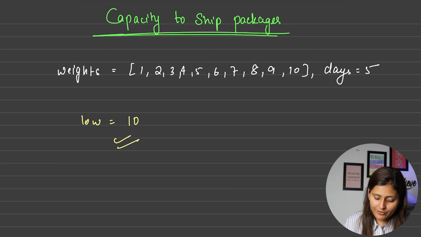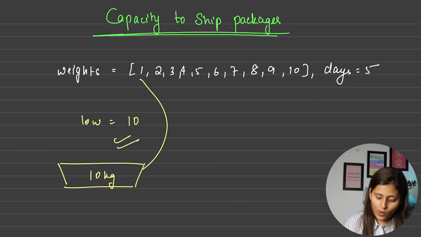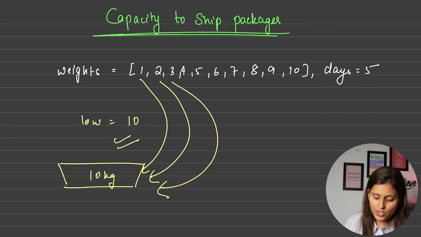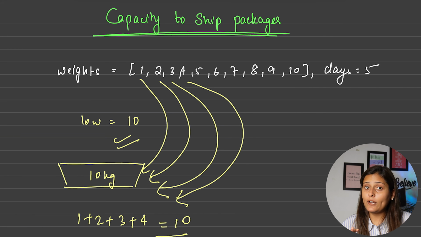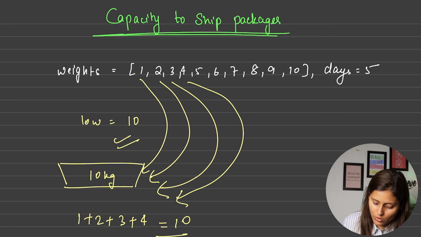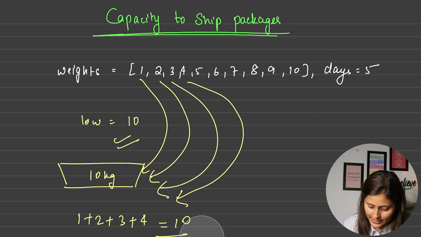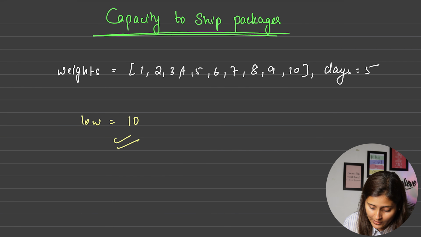Let's see. Suppose you have taken the first ship with 10 kg capacity. So can I fill 1 kg here? Definitely I can. Can I fill 2 kg also? 1 plus 2, total 3 kg? Yes. Total 3 plus 3, 6 kg. Now 1 plus 2 plus 3 plus 4, it is 10, and the capacity is also 10. So hence on day 1 I can ship all these. Okay. So basically on day 1, let's erase this. So I can say that on day 1 I can ship 1 plus 2 plus 3 plus 4.